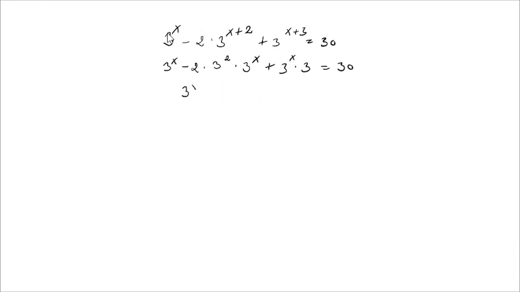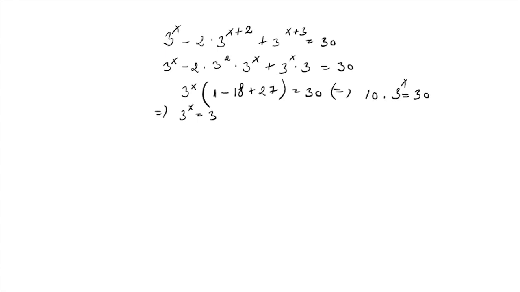Now I will factorize 3 to the power of x and I will rewrite the last numbers that remain, equals 30. This one is equivalent with 10 multiplied with 3 to the power of x equals 30. Results now that 3 to the power of x equals 3 and results that x equals 1, my solution.